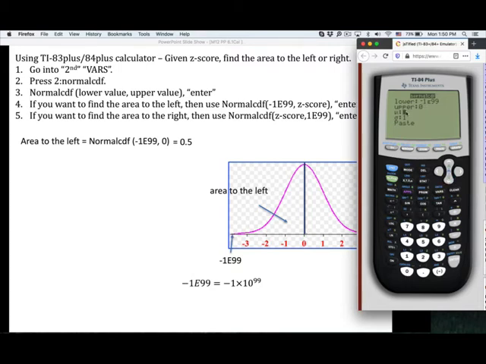Okay, this is the standard normal distribution. Mean is always equal to 0, standard deviation is always equal to 1. Lower value, upper value, mean, standard deviation. Enter. So you're going to see this is going to be 0.5 here, which makes sense because the total area under this curve is 1. If we cut it in half, the area on the left-hand side should be 0.5, and the area on the right-hand side is also equal to 0.5.